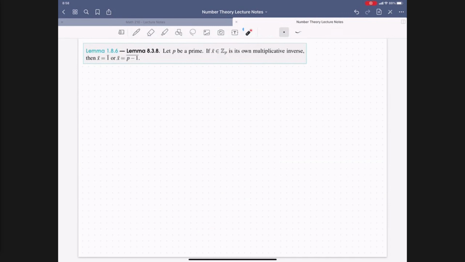If x bar is its own multiplicative inverse, then x is either 1 or p minus 1. So how does this proof go? So we have that x bar is its own multiplicative inverse. So if x bar in Z_p is its own multiplicative inverse, then by definition, this means that x bar times x bar, which is x bar squared, is equal to 1 bar.